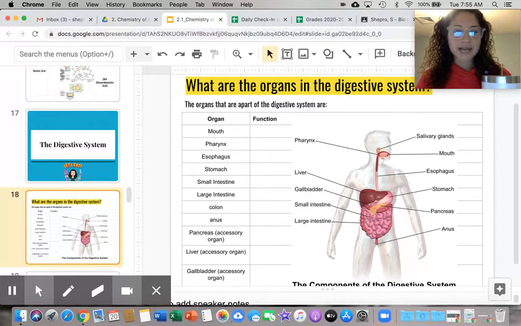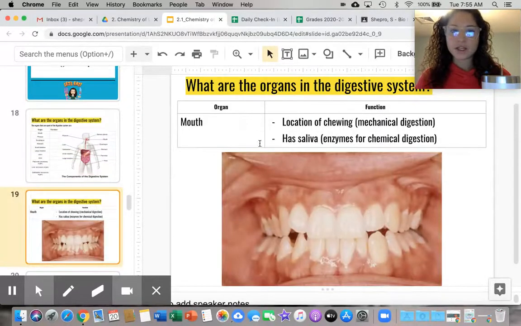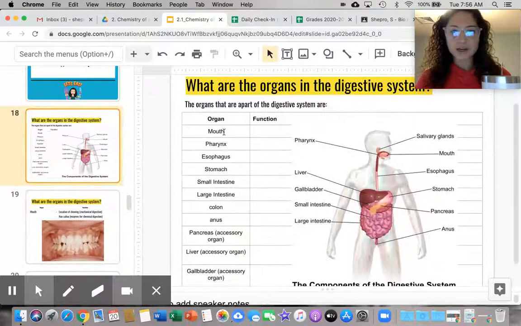As I go through the slide deck, what you will see, and I'll show you an example right now, is that I zoom in on each part of the chart for us to take a look specifically at each organ and what it does. So notice we have mouth and function of the mouth. The other thing to note is that these organs do go in the order that the food passes through them. So again, it's set up in a way to help you follow along with what's happening once the food enters your body. We start with mouth, pharynx, esophagus, stomach, small intestines, large intestines, colon, anus.